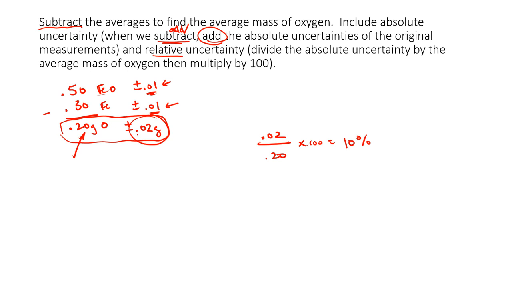So you can see the more calculations I do, the more impact our uncertainty has. Because this isn't a direct measurement, but instead it's the combination of lots of measurements that each have a lot of wiggle room. So my relative uncertainty is 10% here. My absolute uncertainty for the oxygen, because of the subtraction, is plus or minus 0.02.